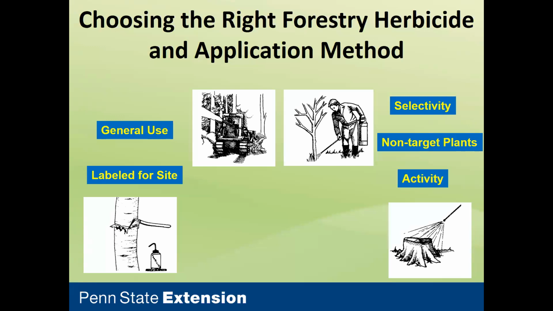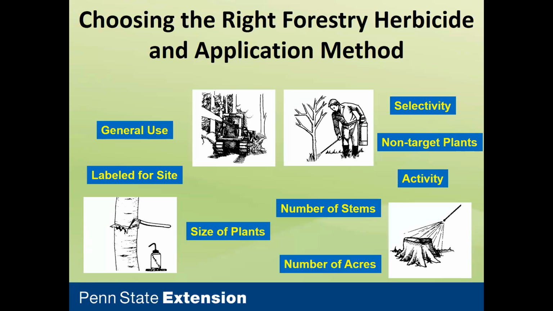because there's no soil activity with glyphosate. And then a few other things that really dictate the application method: number of stems, the size of the plants, the number of acres. Those kind of things are really going to dictate whether you're doing a backpack treatment or switching to something that's maybe more mechanized, for example, or whether you do a hack and squirt versus a basal bark application.